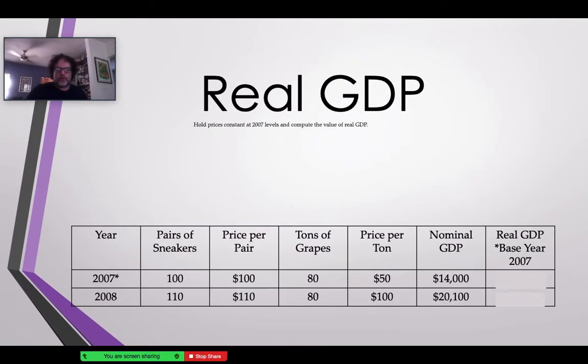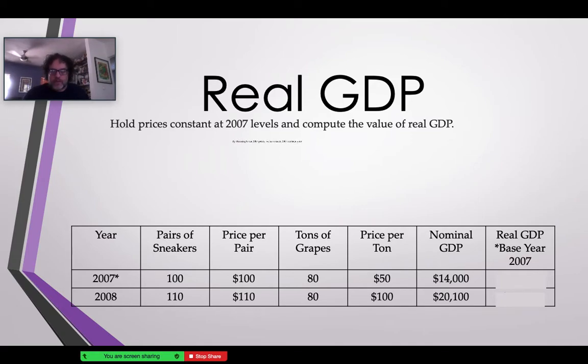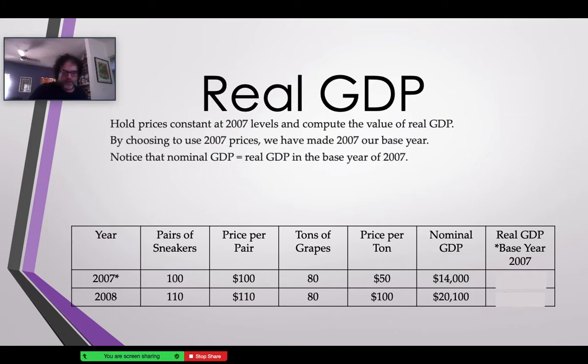So let's look at real GDP. We're keeping 2007 prices to compute real GDP. Now, what do you think real GDP is going to be in the base year? It's going to be the same as nominal GDP. All right, let me get there first.